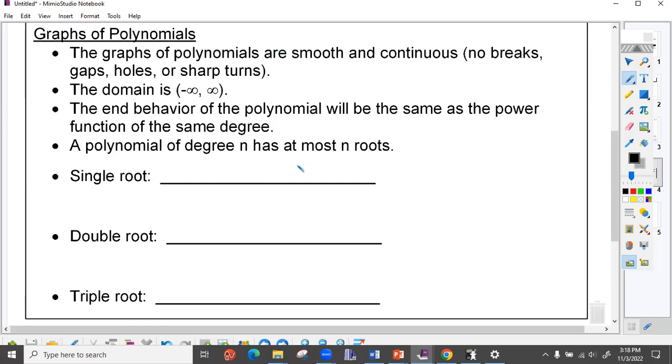All right, a polynomial of degree n has at most n roots, okay? So if I have a 2nd degree polynomial, aka a quadratic, we can have either 2, 1, or 0 roots, right? If I have a cubic, a 3rd degree polynomial, we can have 3, 2, 1, or 0, okay?